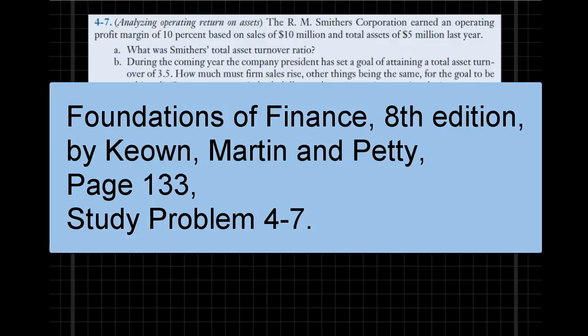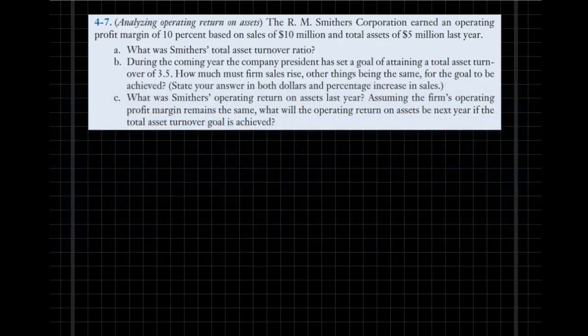We'll go over study problem 4-7 from our textbook, page 133 now. The givens first. So we are provided with operating profit margin, sales, and total assets. For our first problem, we are being asked to calculate the total asset turnover ratio.